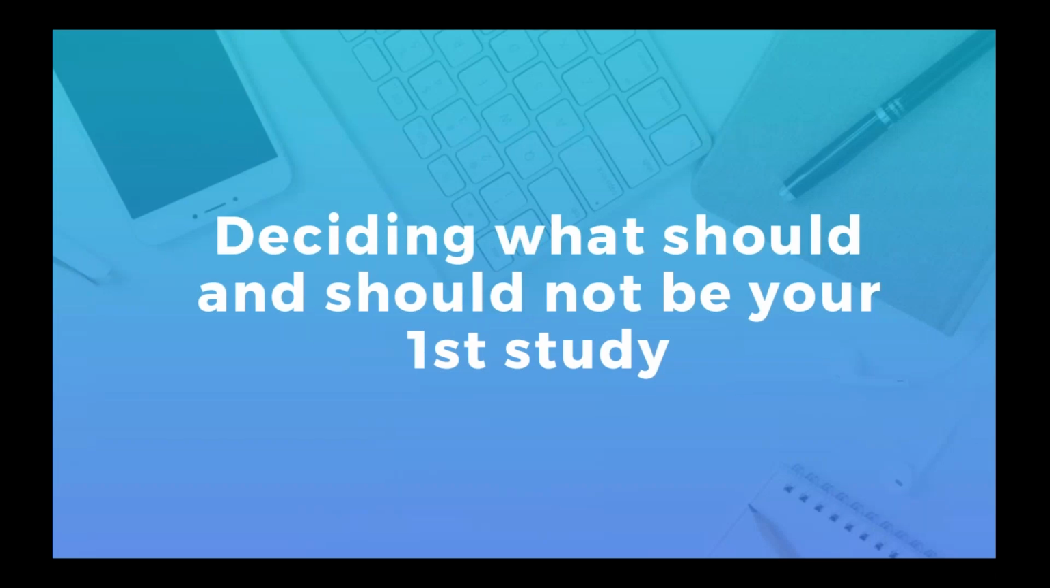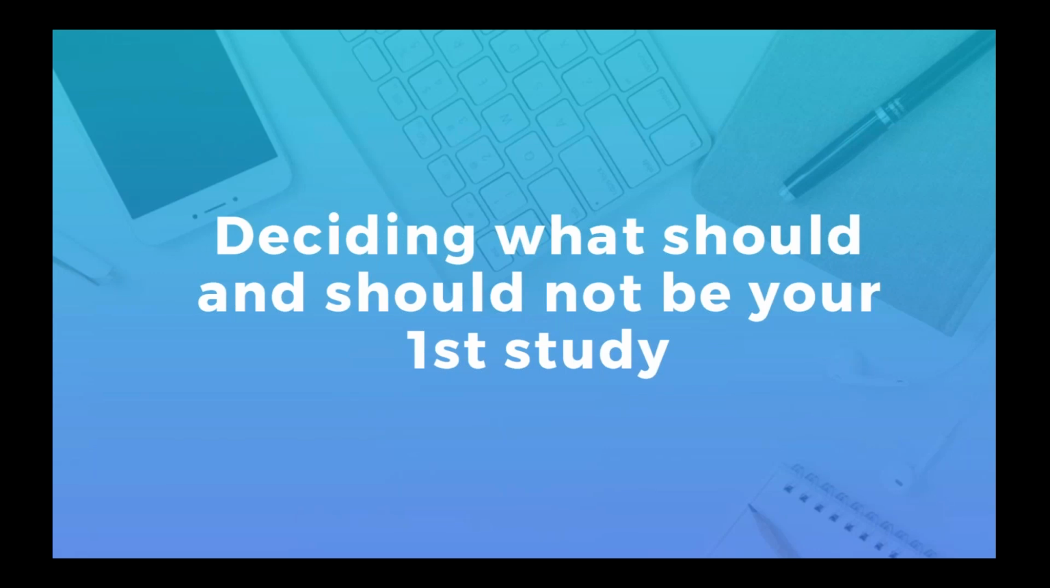So now we're just going to hop into our last topic here, which is deciding what should and should not be your first study. I did want to point out here, before we dive into this, that relationships between sites and CROs or sponsors are very important. They have pretty extensive databases, sponsors and CROs. They tend to remember how sites did on prior trials. So you don't want to overpromise and underdeliver. You want to try and avoid that.